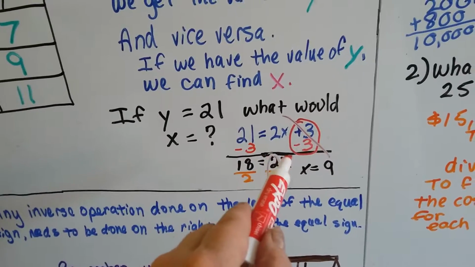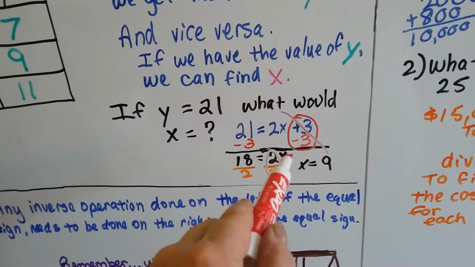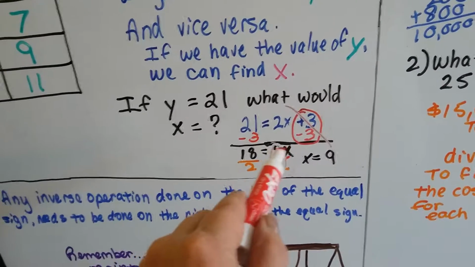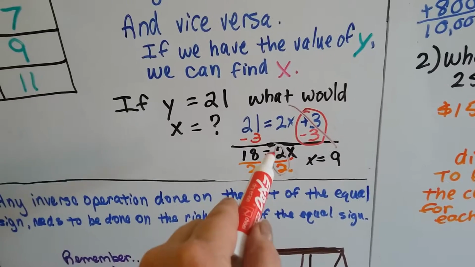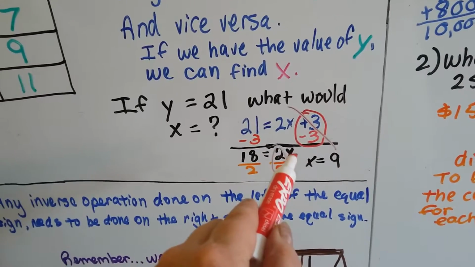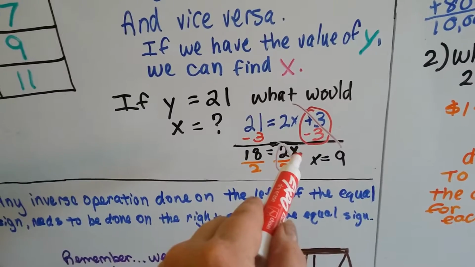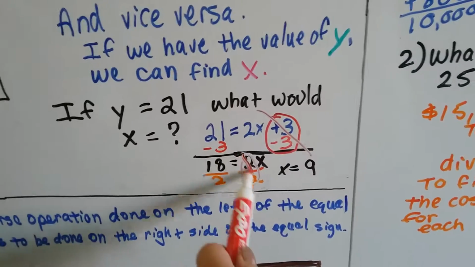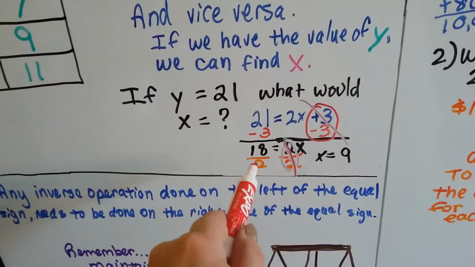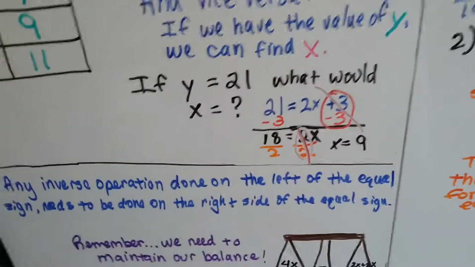Because 2x means to multiply 2 by x, the unknown variable, and the opposite of multiplication is division, we can divide both sides by 2 to get rid of the 2 and get the x isolated on one side of the equal sign. 2 divided by 2 becomes 1. We can discard it; we don't need the 1 in front of the variable. 18 divided by 2 is 9, and we know x equals 9.